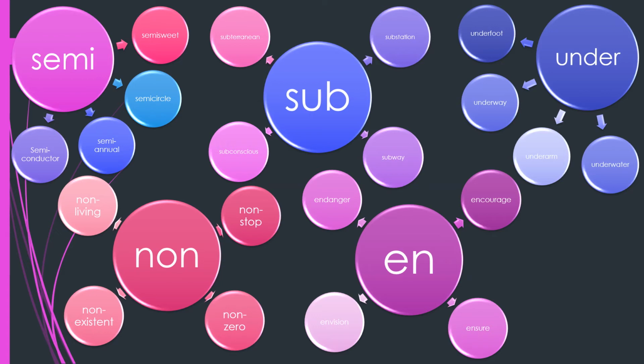For semi, we have semi-sweet, semicircle, semi-annual, and semiconductor. For sub, we have subterranean, substation, subway, and subconscious. For under, we have underfoot, underway, underarm, and underwater. And for non, we have non-living, non-stop, non-zero, non-existent. And the last one, we have en: endanger, encourage, ensure, and envision.